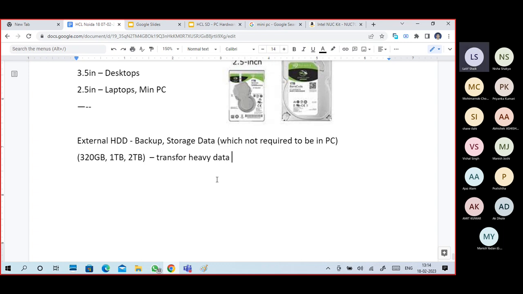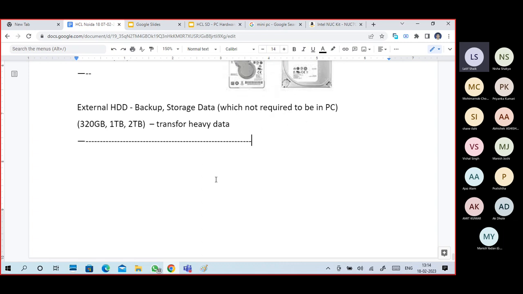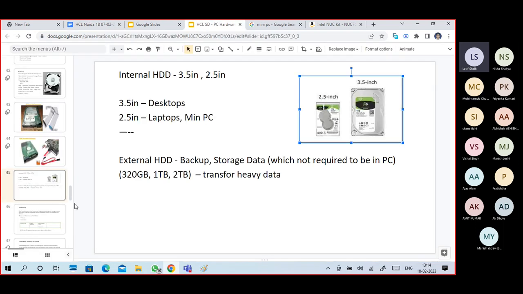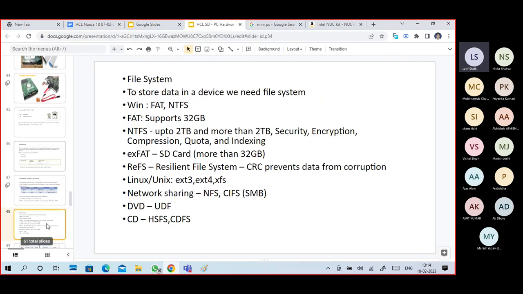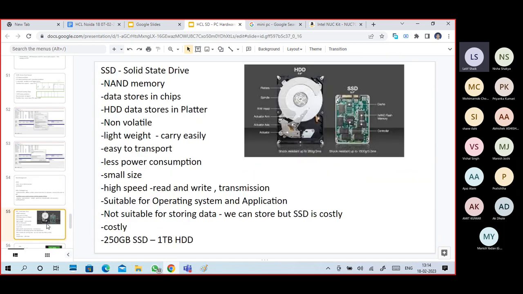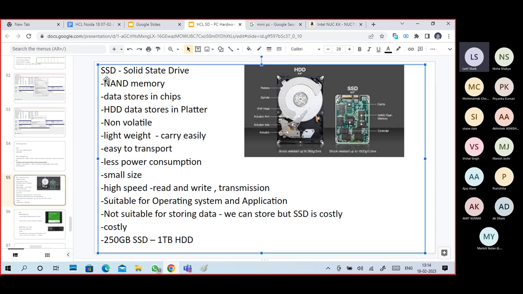So you have to store data externally, which we are doing. So these are a few points about your hard disk, internal hard disk, external hard disk, SATA and PATA hard disk also. Last one, guys, SSD, because hard disk and SSD, nowadays we are all using SSDs. Most of the time we are using SSD.